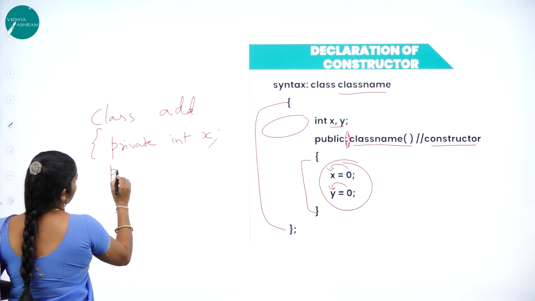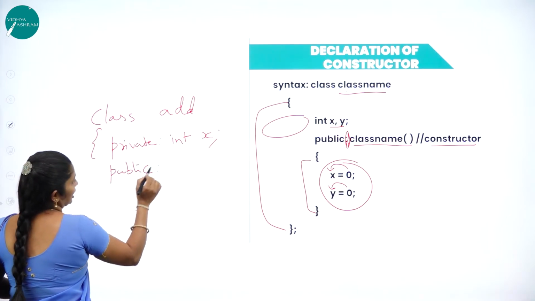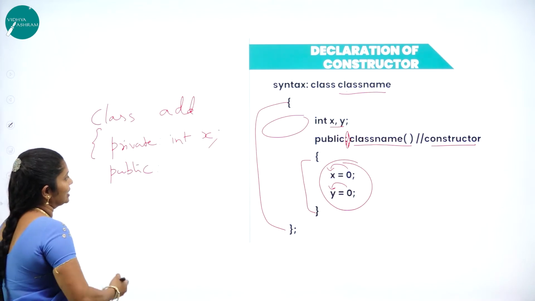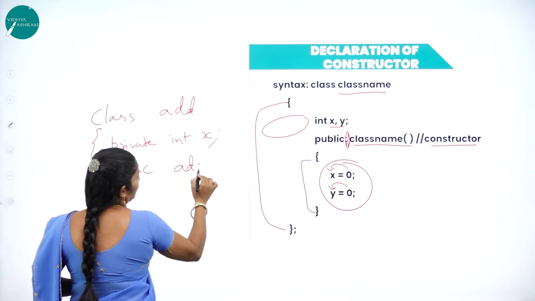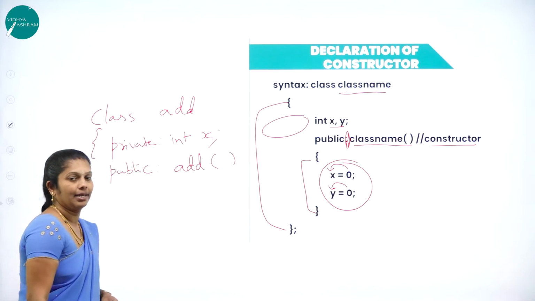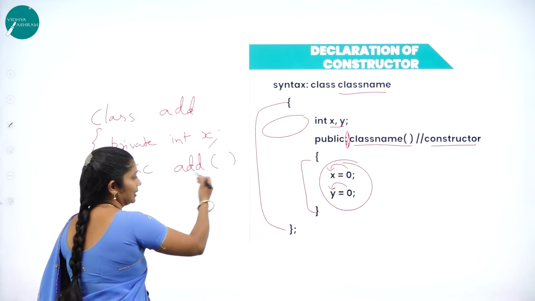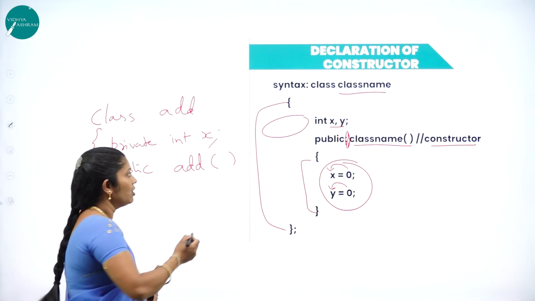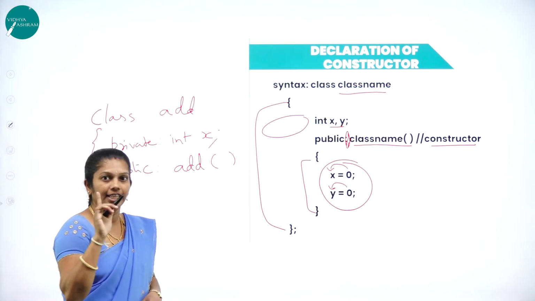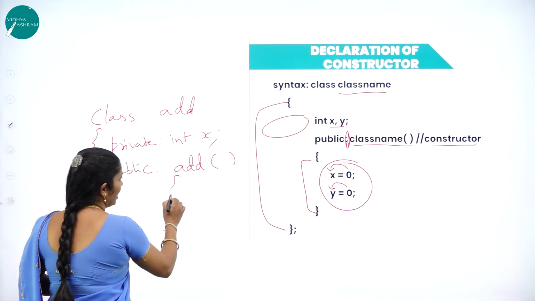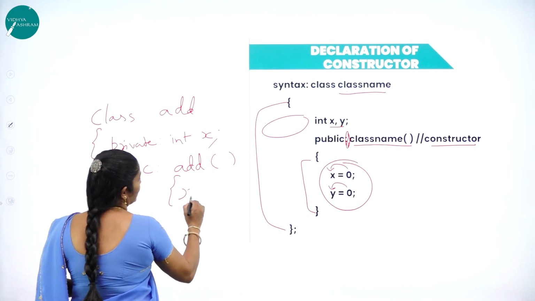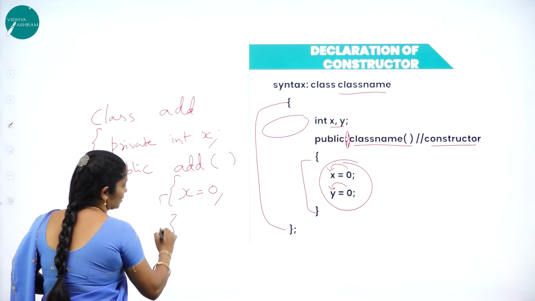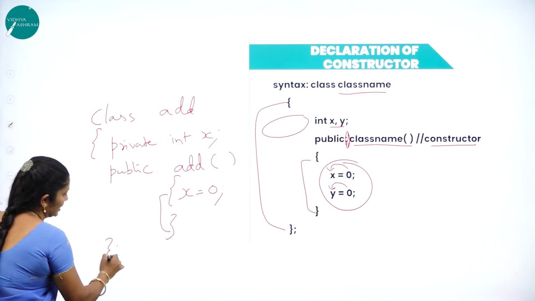Then in the public section, we are declaring the function with the same name as the class. Here the class name we have given as add. Add only we have to write, then an empty bracket. If I write an empty bracket here, then it is a default constructor. Default constructor means it does not have any arguments. Then here we are initializing the value. For example, x equals 0 I am initializing. Any value we can initialize. Then we close this function. Later on we close this class.